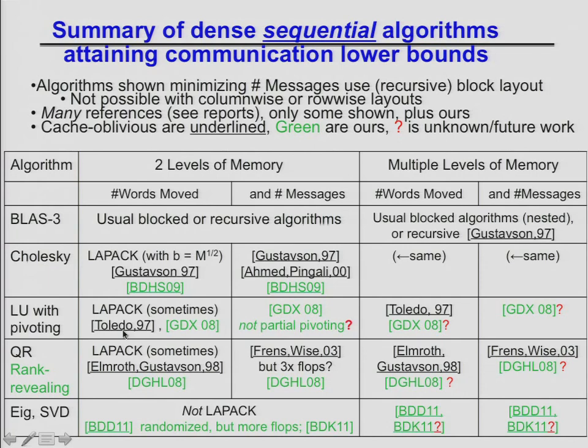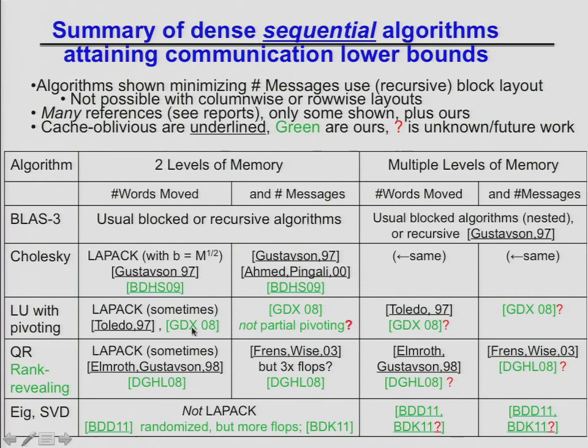That's Sivan Toledo's that I mentioned, where you do divide and conquer left and right. That works for minimizing the number of words moved. And since it's cache oblivious, it works on any number of levels of memory. But I should have changed this red question mark, because as of a few months ago, we did figure out how to modify it to actually minimize latency too. But it may have a lot of overhead for doing that.